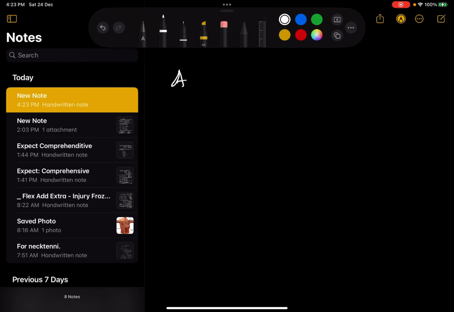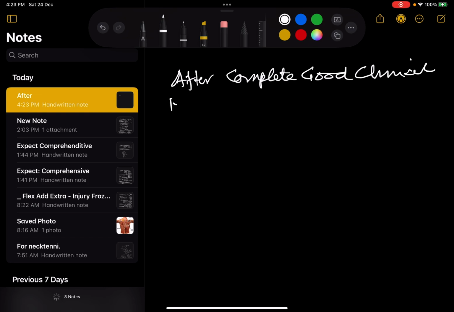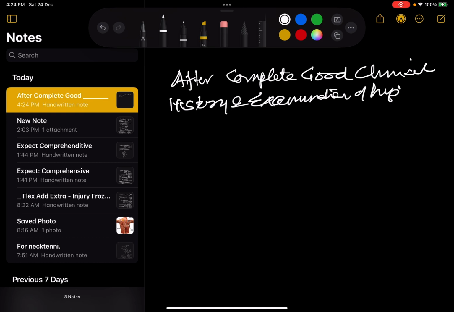After a complete and good clinical history and examination of hip, we sit down to recognize patterns in what is positive and what is not.